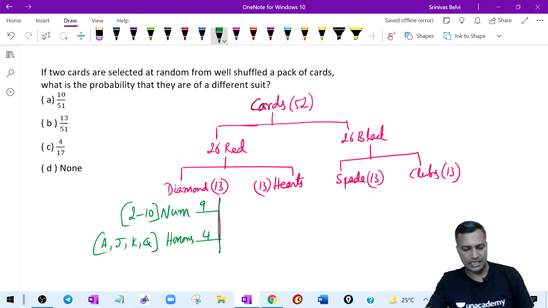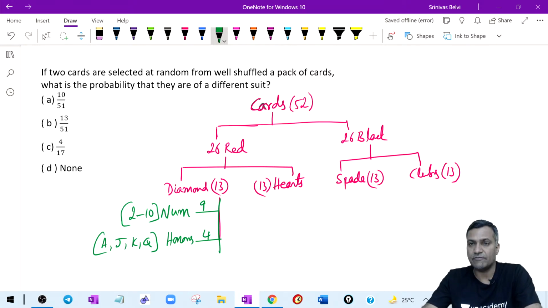Keep this and quickly answer this question. Same way it is true. This classification of 9 comma 4 is true here also. 9 plus 4, all of that. I think it should be clear to most of you.